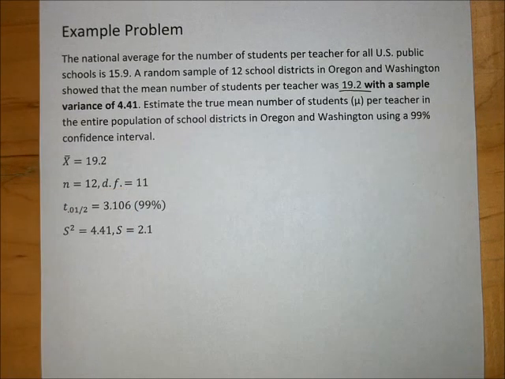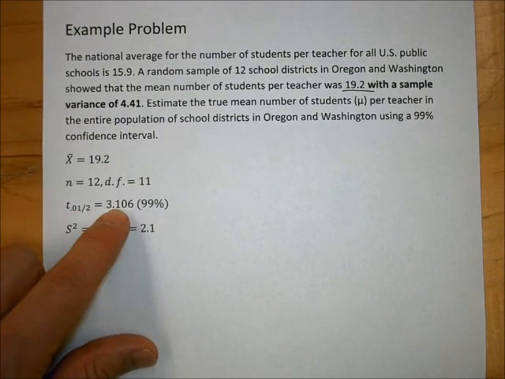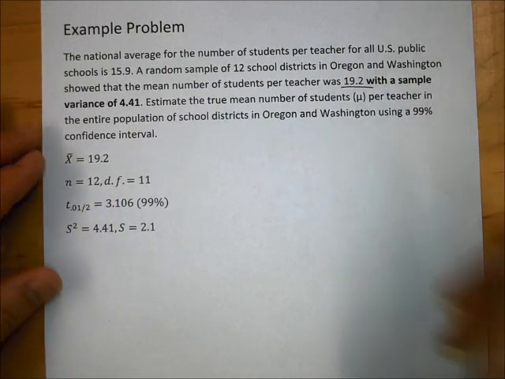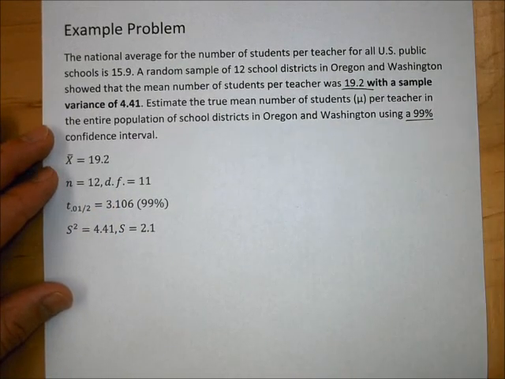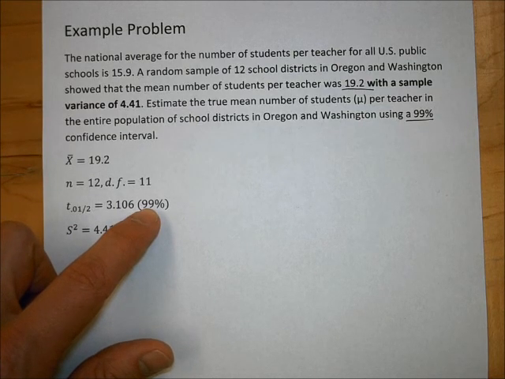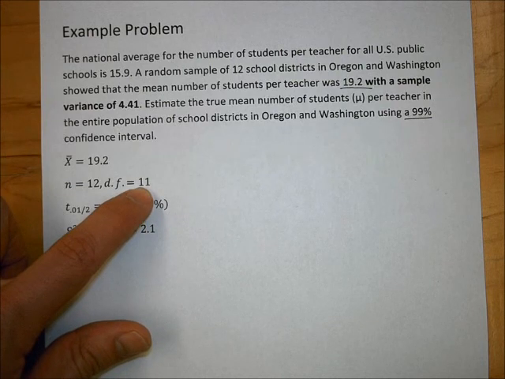In this case, I can go to my t-chart and find the t constant number, which will be 3.106. Again, in this case, I want a 99% confidence interval, so I have to go to the 99% column of my t-chart, and then I have to go down to the 11th row for 11 degrees of freedom.